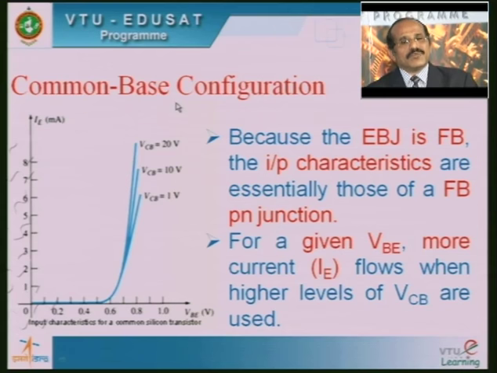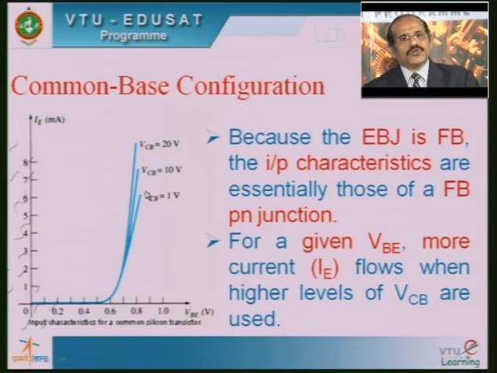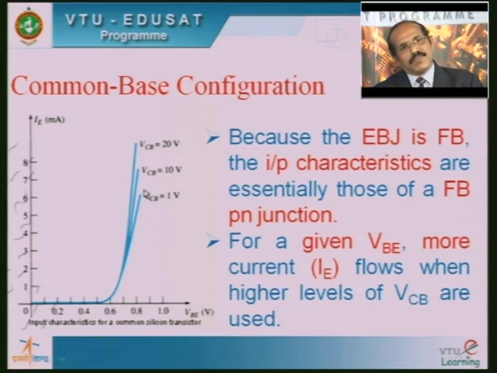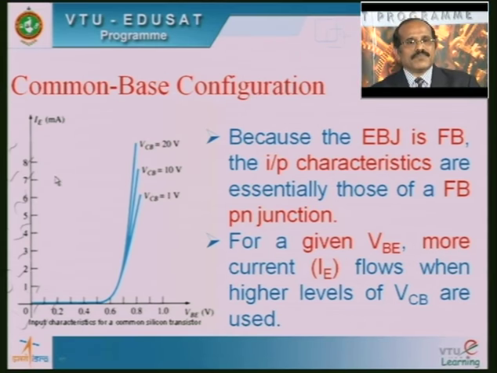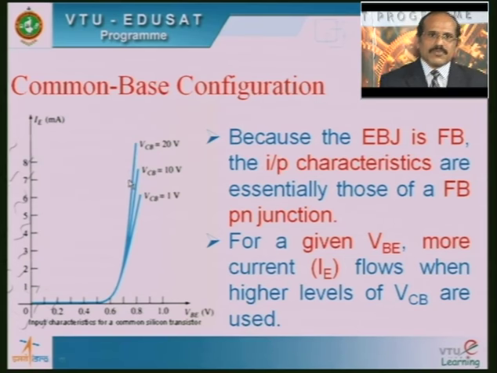This particular slide shows the input characteristics of the bipolar junction transistor, wherein VBE, that is the input voltage, is plotted against the emitter current, the input current, keeping the output voltage constant. That is nothing but the input characteristics of the common base configuration of BJT. So what is evident from this? You can note that the emitter base junction is forward biased.